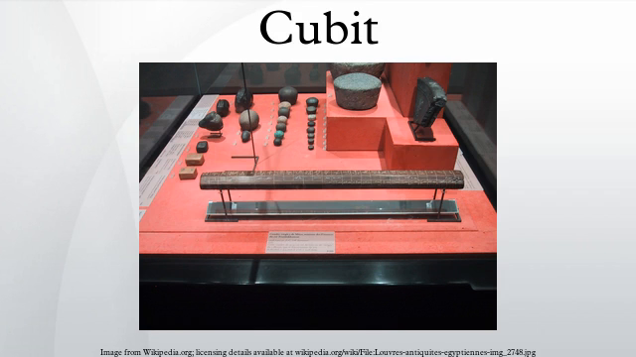Etymology: the English word cubit comes from the Latin noun cubitum, elbow, from the verb cubo, cubare, cubui, cubitum, to lie down, from which also comes the adjective recumbent.